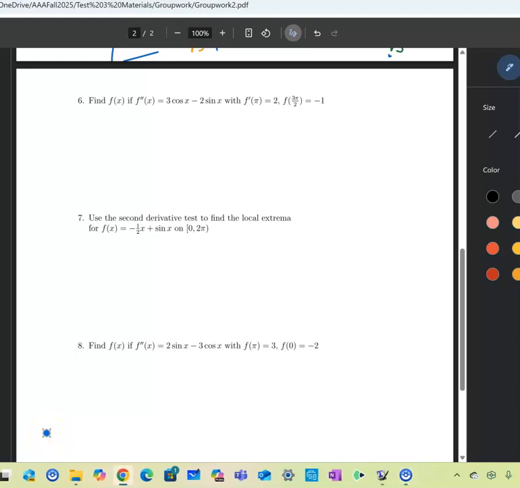Right, antiderivatives again, very important. So let's take one antiderivative. So I would get 3 sine of x, and then plus 2 cosine of x, plus a c. Now I can see they're giving me information about the first derivative, so I need to use it right here.